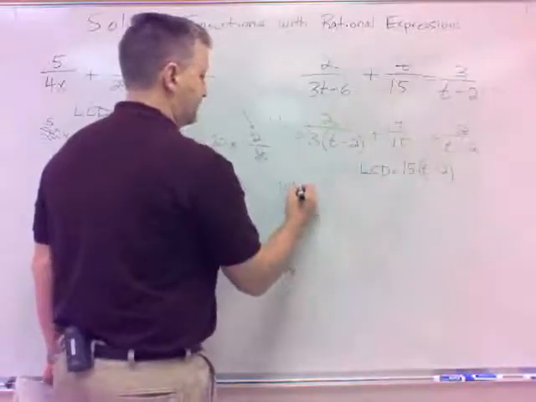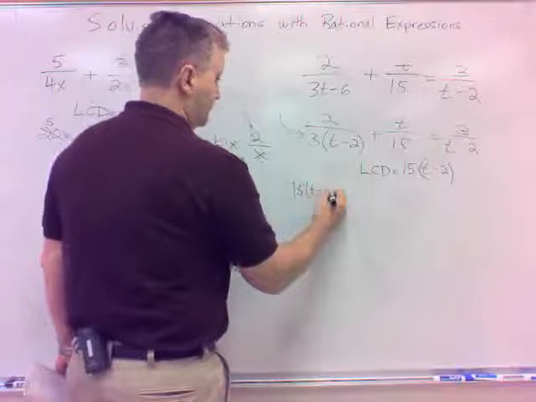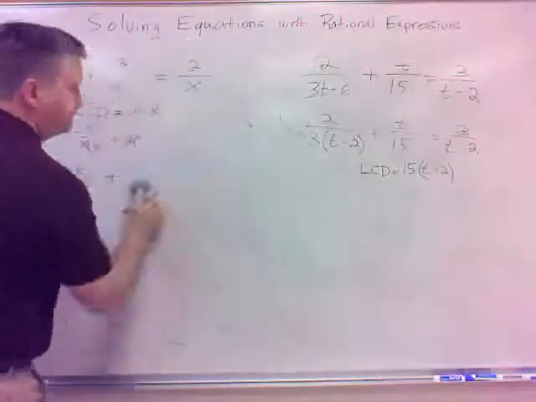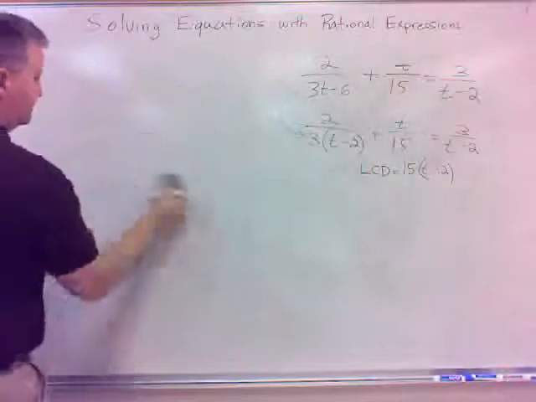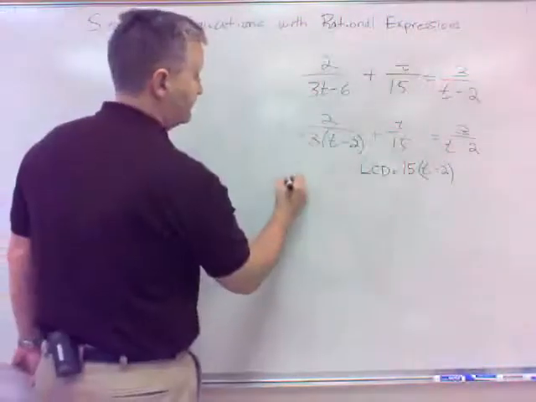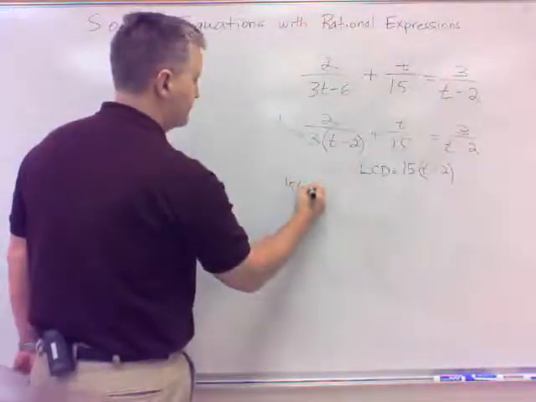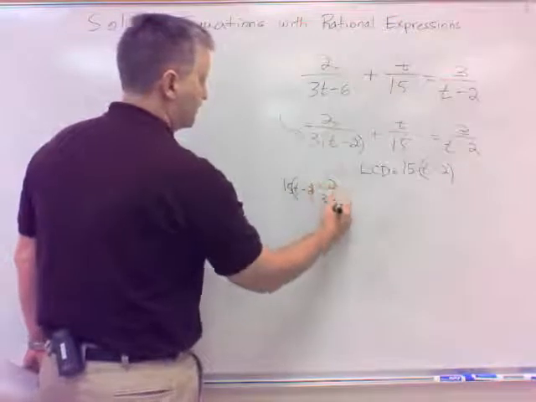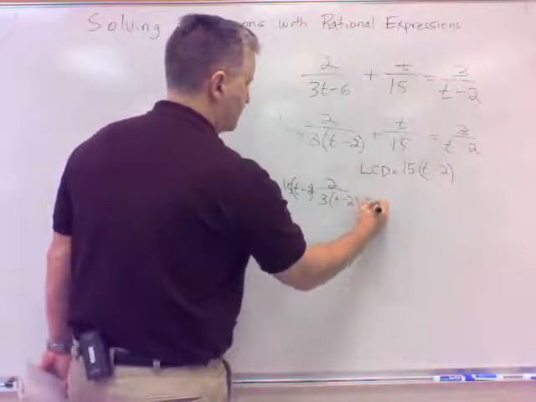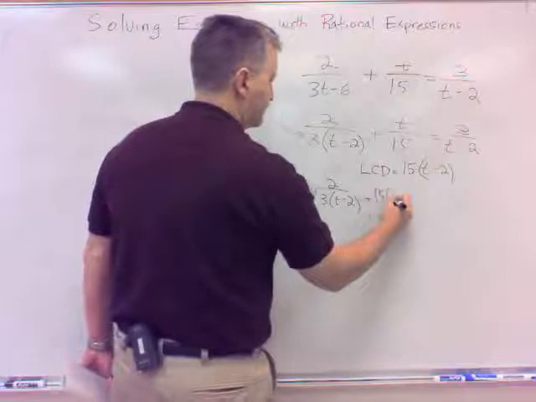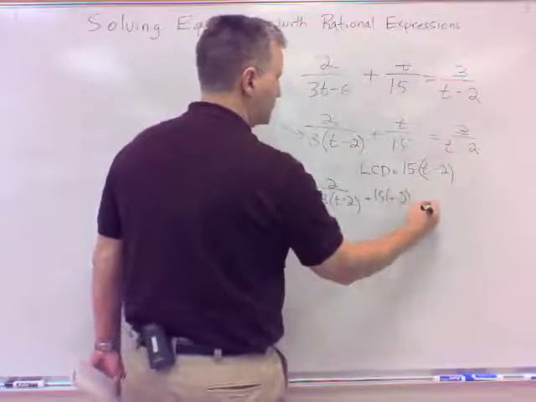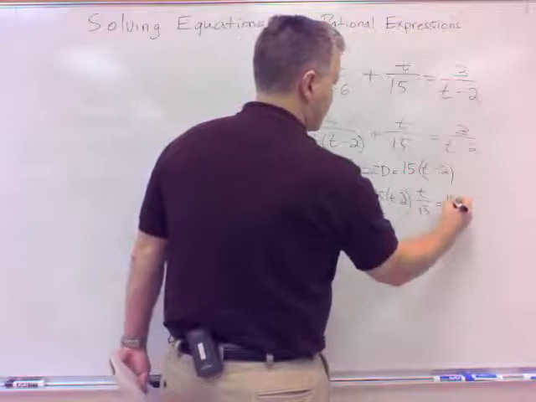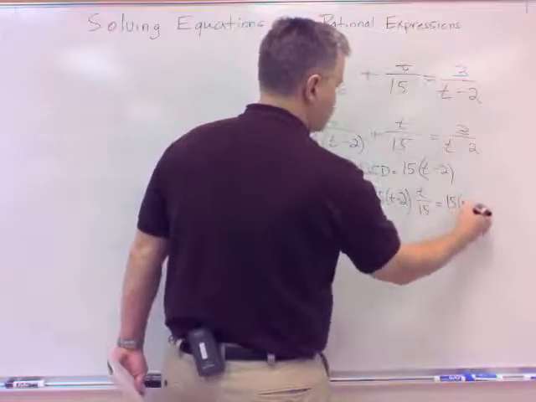So we've got 15 times t minus 2. I'm going to have to move over here a little bit. 15 times t minus 2 by all parts. 2 over 3 times t minus 2, 15 times t minus 2 times t over 15, and then 15 times t minus 2 times 3 over t minus 2.